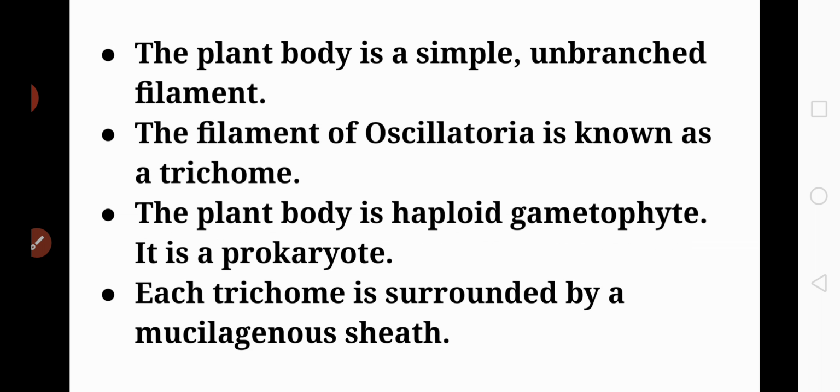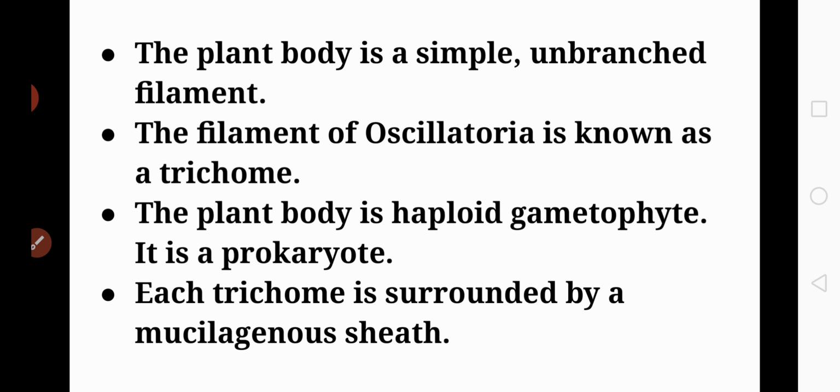The plant body is simple. It is an unbranched filament, and like Nostoc, here also in Oscillatoria the filament is called trichome, and this trichome is unbranched, and the plant body is haploid gametophyte, means here the dominant phase is the gamete producing phase, and it is a prokaryotic member, and Nostoc is also a prokaryotic member.